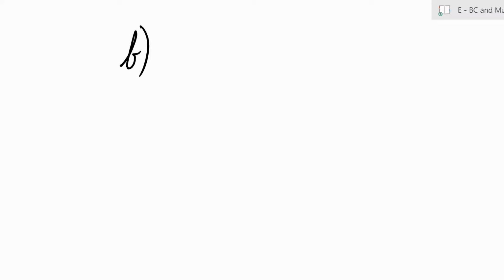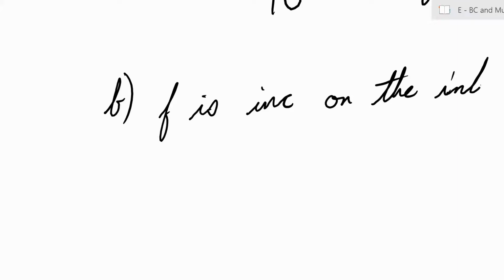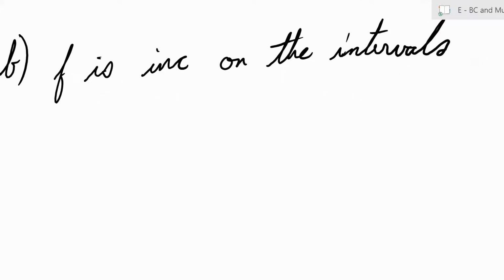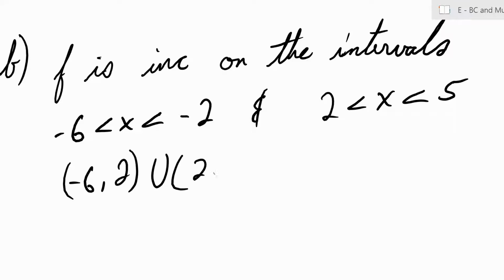So we would write, let's scroll down here, f is increasing on the intervals negative 6 to negative 2, and 2 to 5, and you can write it any other way. You can write it with the bracket union to 5.